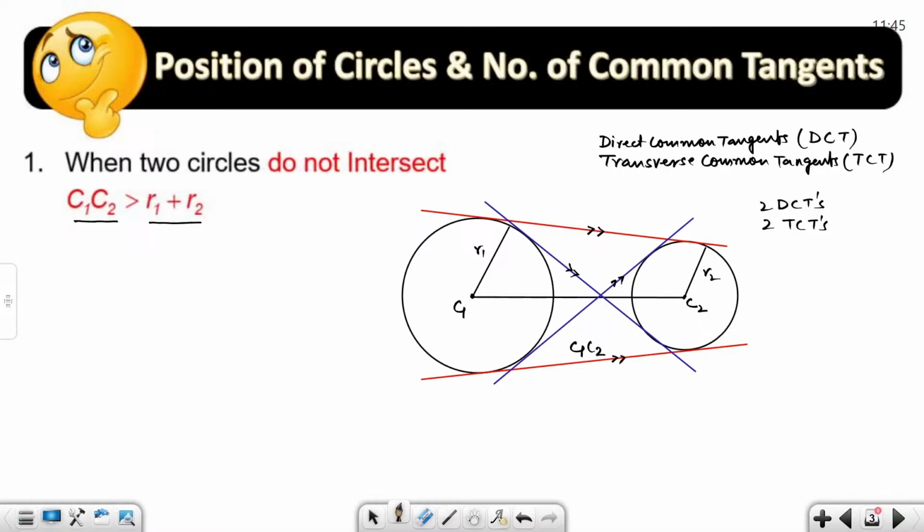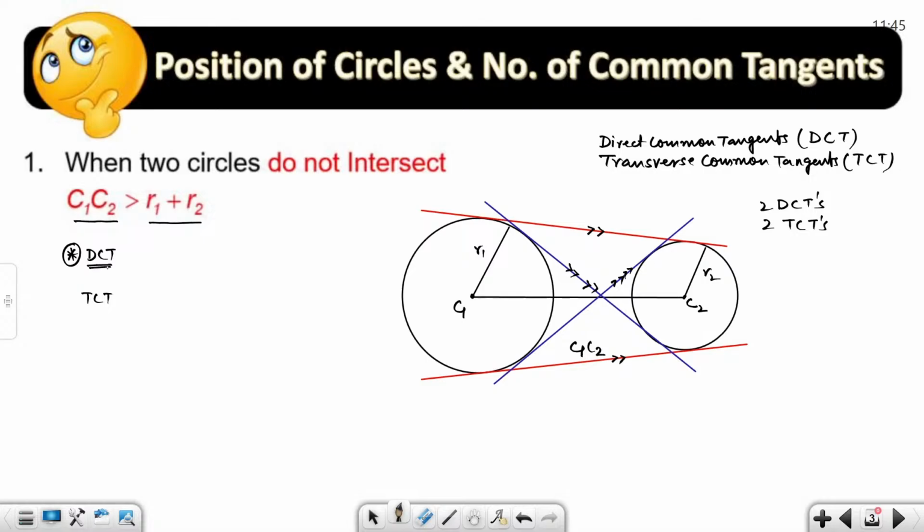Now a question will naturally come, and I know that many of the students are thinking, sir, how do we know which two are direct common tangents and which two are transverse common tangents? If by mistake we say that these two blue lines are direct common tangents, there will be a problem, because they are actually transverse common tangents. But how do we know that? For that, you all remember one basic definition of direct common tangents and transverse common tangents.